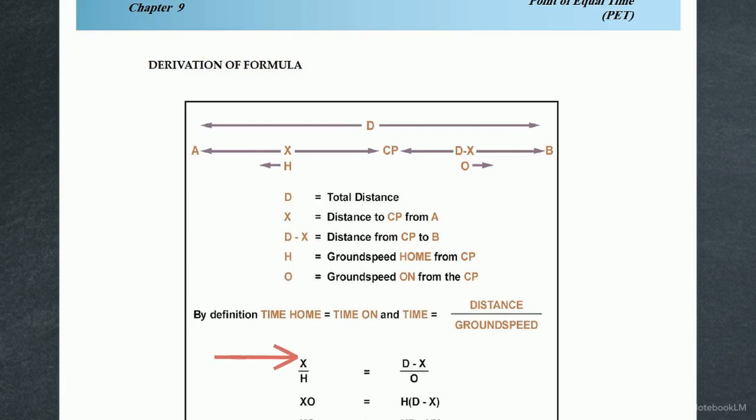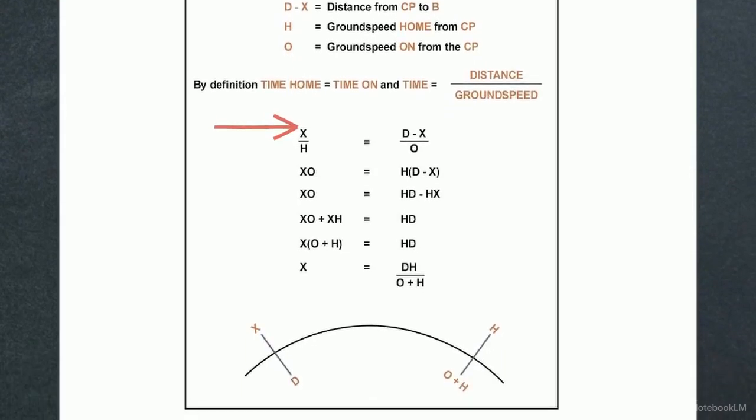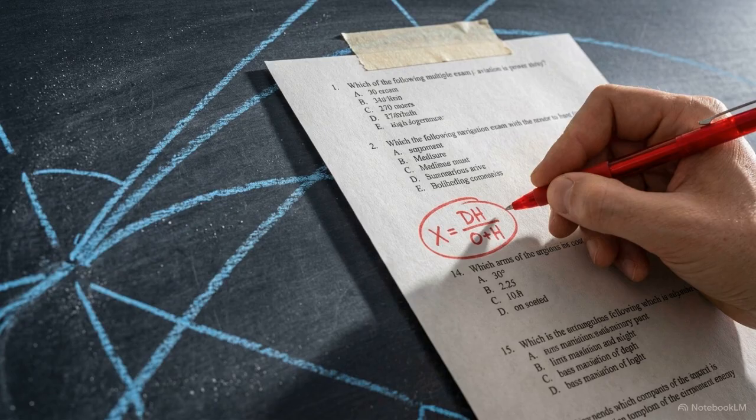Since time home must equal time onward, we set the fraction x over H equal to d minus x over O. To isolate x, we cross-multiply, giving us x times O equals H times the quantity d minus x. Expanding the right side and collecting all x terms sets up the final calculation. Dividing by O plus H yields the simplified formula. x equals the total distance multiplied by the ground speed home, all divided by the sum of the ground speed onward and the ground speed home. This single equation is the required starting point for solving every DGCA exam PET question.